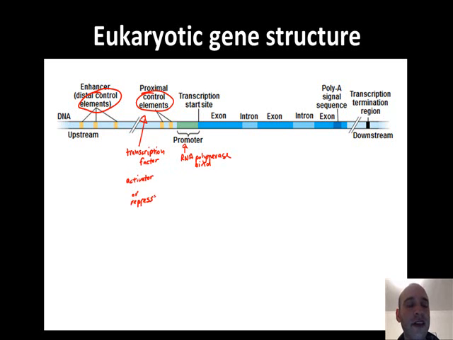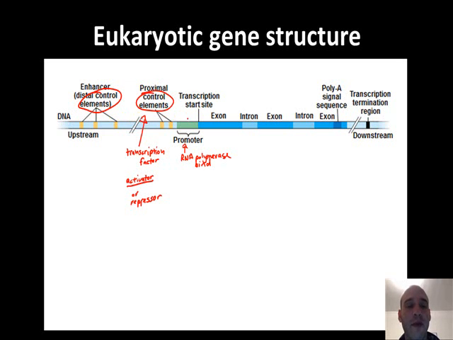And obviously this is going to allow you to have all these different ones binding. There are often many different sites, and since there are many different sites, it's going to allow you to either turn up or turn down the amount of specific mRNA that you're going to make.